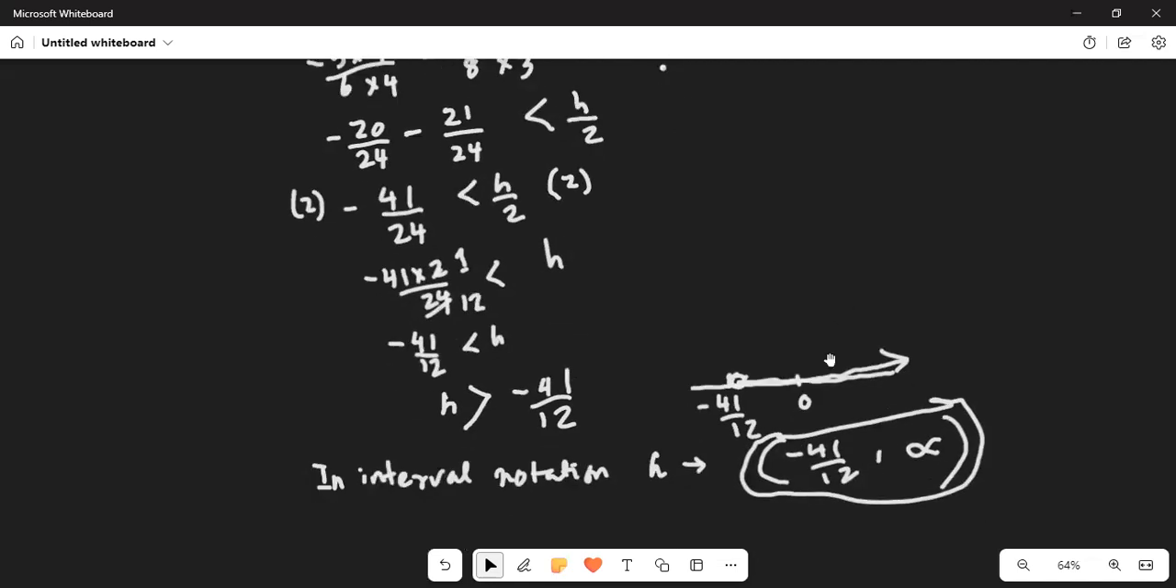What is the picture on that? Minus 41/12 is minus 3 point something, and h is greater than minus 41/12. So I'm on the right-hand side of minus 41/12 all the way up to infinity. So in interval notation, the solution is an open interval because it is not greater than or equal to. So open at minus 41/12, and on the extreme right, it is also open, and that is infinity.